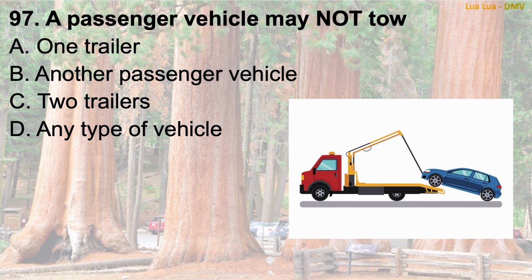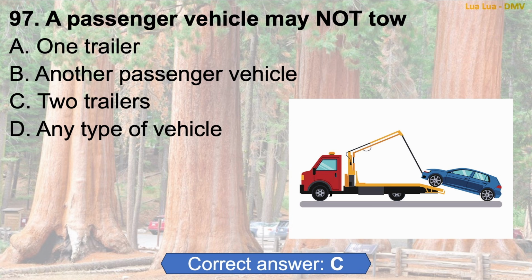Question 97. A passenger vehicle may not tow A. One trailer. B. Another passenger vehicle. C. Two trailers. D. Any type of vehicle. The correct answer is C. Two trailers.